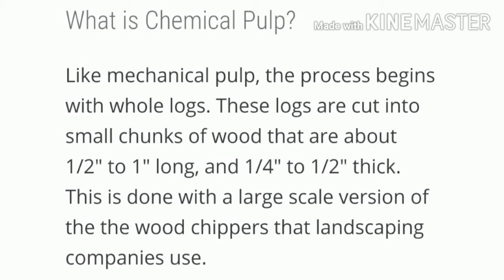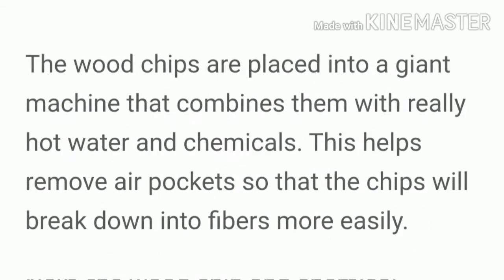What is chemical pulp? Like mechanical pulp, the process begins with whole logs. These logs are cut into small chunks of wood that are about 1/2 to 1 inch long and 1/4 to 1/2 inch thick. This is done with a large-scale version of the wood chippers that landscaping companies use.